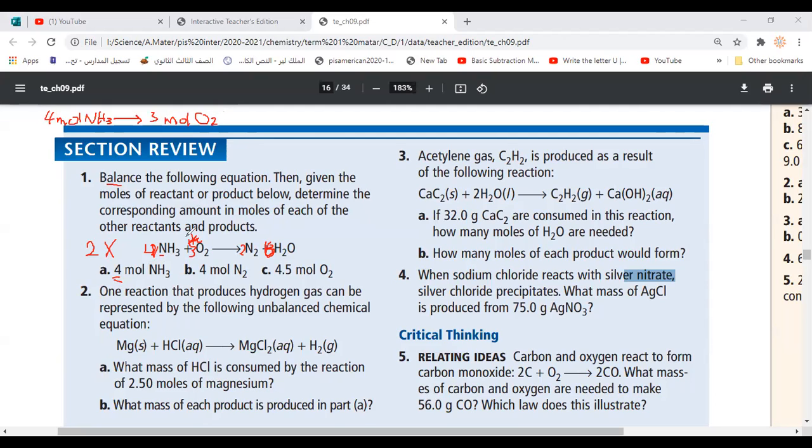Good. Then how many mole of nitrogen do we have when we have 4 mole of ammonia? Okay, Hassan, how many mole of nitrogen? Two. 2 mole of nitrogen. Good. And how many mole of water? Six. 6 mole of water. So here, guys, we could easily observe that if we have 4 mole of ammonia, we need 3 mole of oxygen, and that will produce 2 moles of nitrogen and 6 moles of water. Okay, so letter A is done.